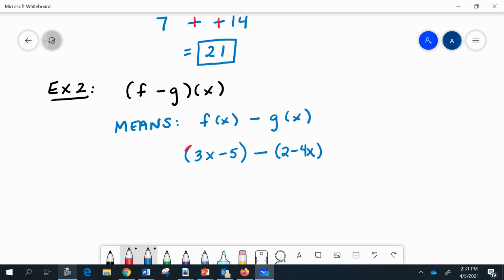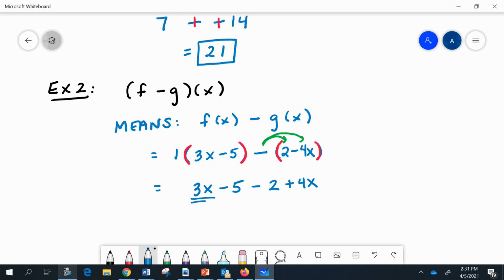The most important part of this problem is putting parentheses around the f part and putting parentheses around the g part. Well, once we do that, now we just have a subtraction problem. Well, this is like having a 1 in front, and so if I distribute a 1, nothing changes. But right here, we're going to minus the 2, okay? So it's going to become minus 2, and then we're going to minus the negative 4x, and when we minus the negative, it turns into plus 4x, and now we're just combining like terms.